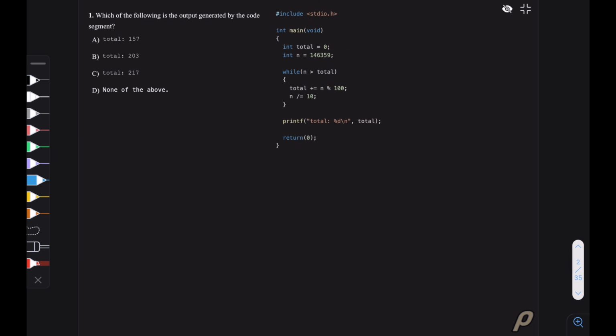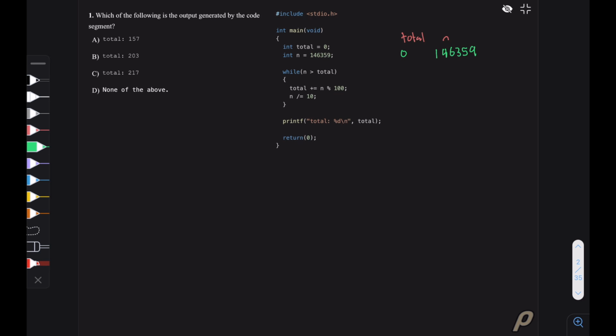Alright, so the first question. Which of the following is the output generated by the code segment shown here? As we see here, we have two variables that we're going to keep track of throughout the code. We have our total and we have our n. This total is initialized to just 0, and this n is initialized to this large number.